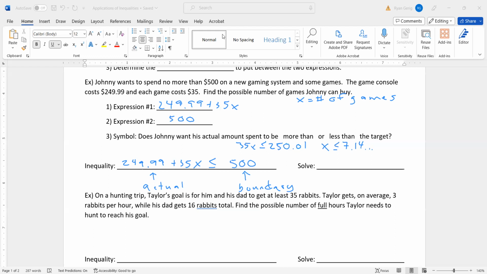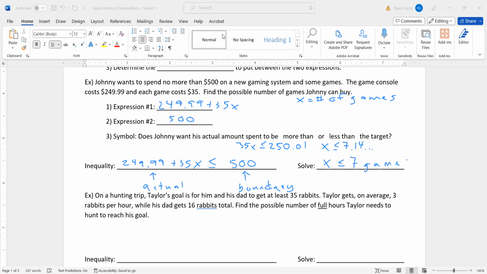Now, let's look at that. X is the number of games. Games cannot be sold in partial segments. So it's got to be a whole number. What is the largest whole number that I could put in for X and make that a true statement? Well, 7, right? 7 would be a good number of games. If I go to 8, then I'm going to spend more than $250 on games. And I'm going to spend more than $500 on everything. All right. So what I'm going to do is I'm going to say that X has to be less than or equal to 7 games.